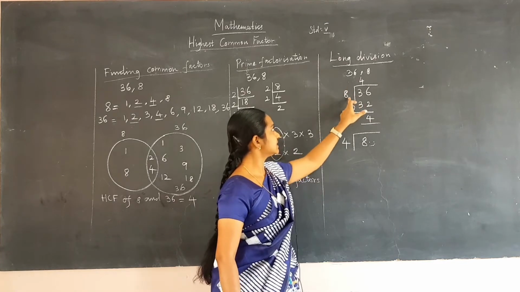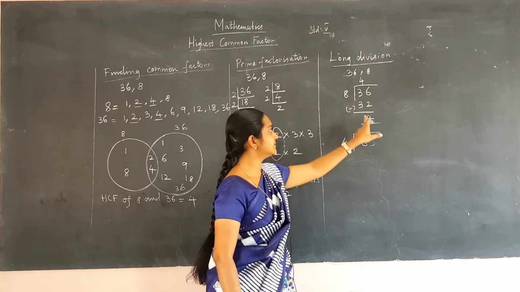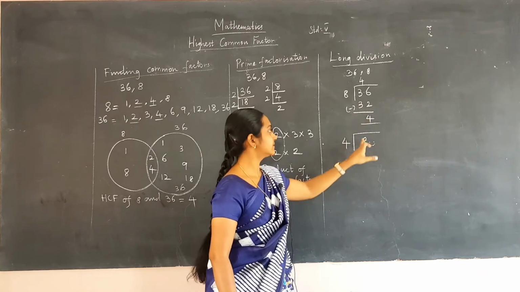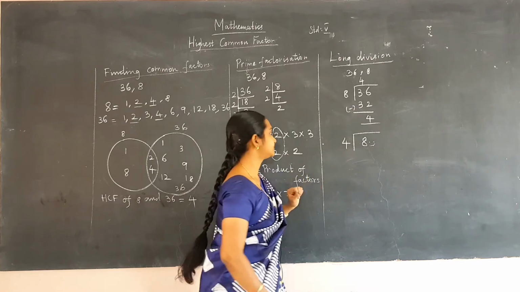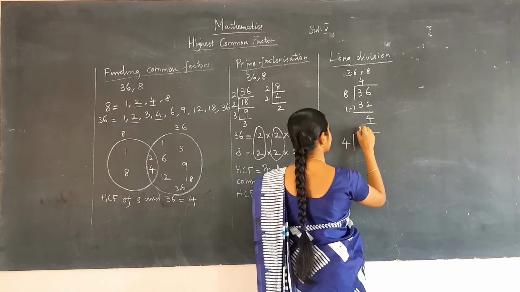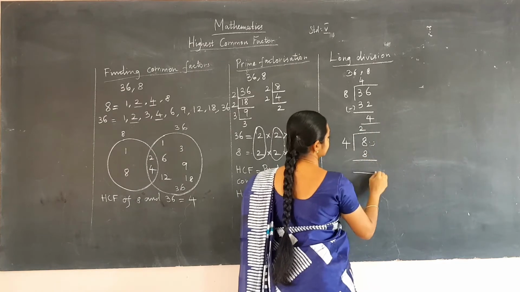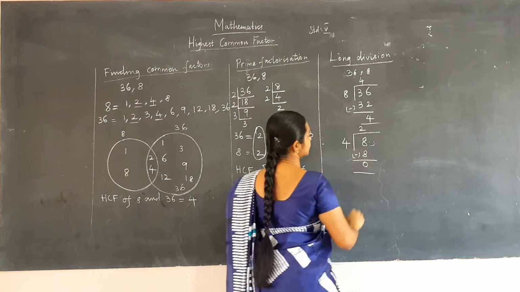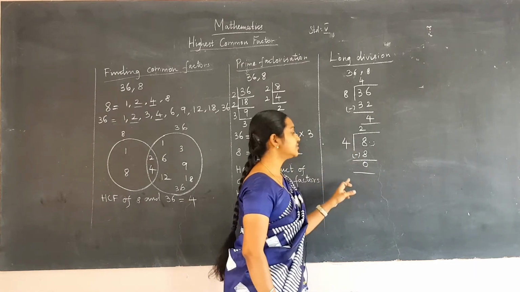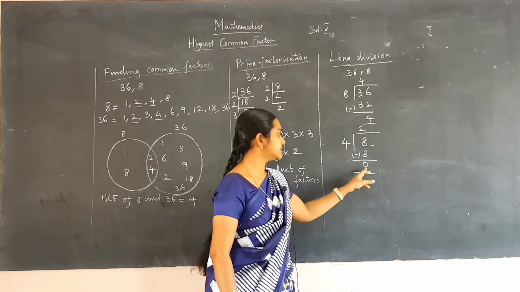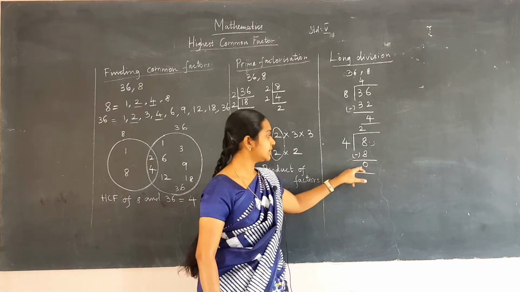4 is the remainder. With the remainder, we have to divide the divisor. The divisor is 8 here. I am dividing 8 by the remainder. 2 into 4 is 8. 8 minus 8 is 0. We have to continue dividing until we reach 0 in the remainder. I have reached 0 in the remainder.